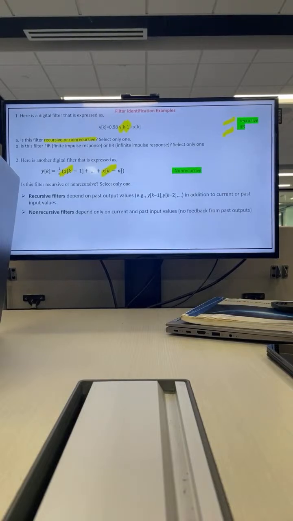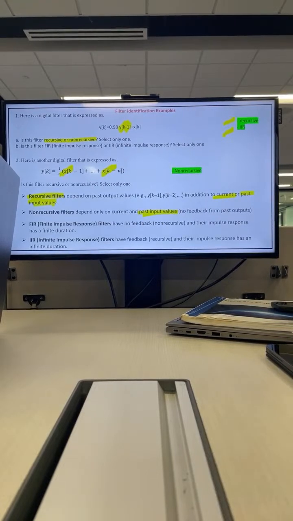Just to recollect, remember the recursive filters I was talking about. In addition to the current input, they have the past output values as part of the computation. In the non-recursive one, only the past input values are given, okay? The FIR has no feedback, and the IIR has feedback. Okay, guys? Are you clear?